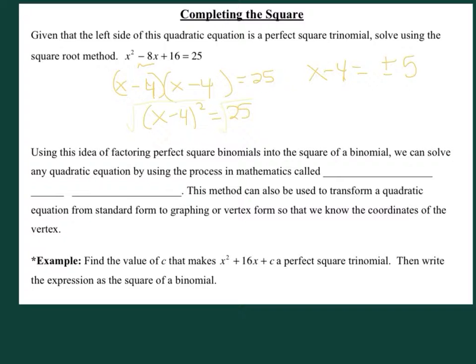So I have two equations to solve. x minus 4 could equal 5, or x minus 4 could equal negative 5. So I'll add the 4 and determine that x could be 9, or x could equal negative 1.